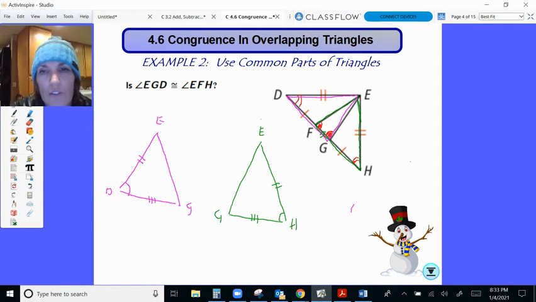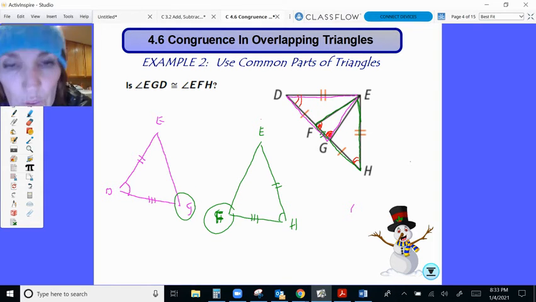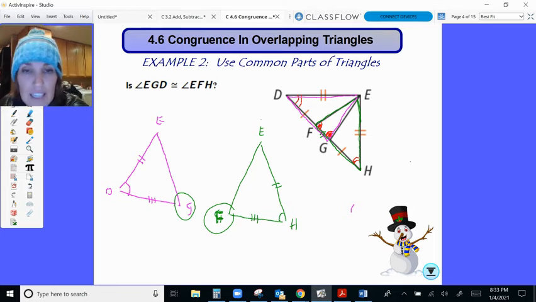So therefore, we know that this should have been F right here. Sorry about that. This should be F. So we know that angle F and angle G must then be congruent because the whole triangles are congruent. So therefore, by CPCTC, angle F and angle G are congruent.